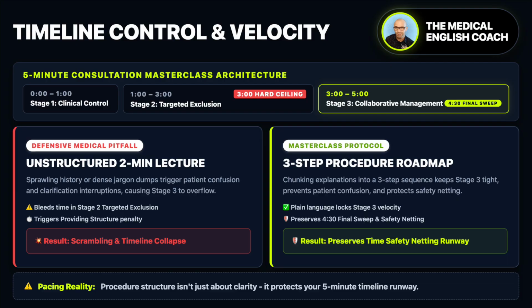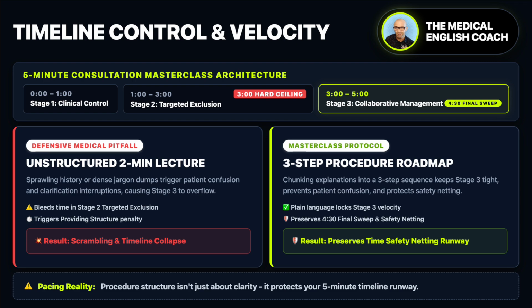However, you must view this skill within your macro timeline control and velocity framework. Look at our 5-minute consultation masterclass architecture. The first minute, stage 1, clinical control. Minute 1 to minute 3, stage 2, targeted exclusion, bringing you directly to the 3-minute hard ceiling. From minute 3 to minute 5, stage 3, collaborative management, including your final sweep at 4 minutes 30 seconds.